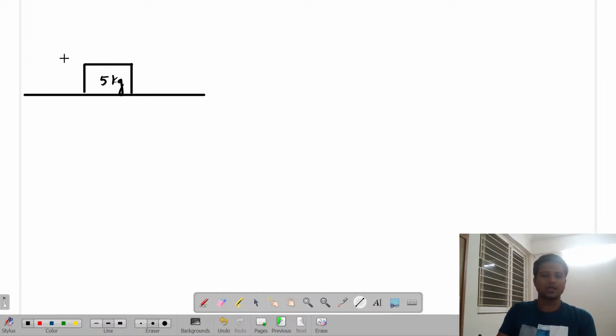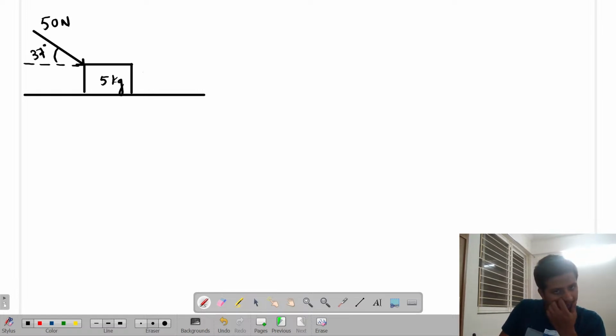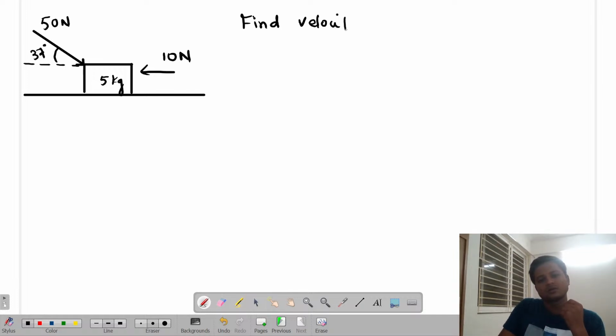Okay. I apply a force which is 50 newtons acting at an angle of 37 degrees. At what angle is it acting? Yes. The question is, if there is an opposing force of 10 newtons, then find the velocity of the block after 2 seconds.